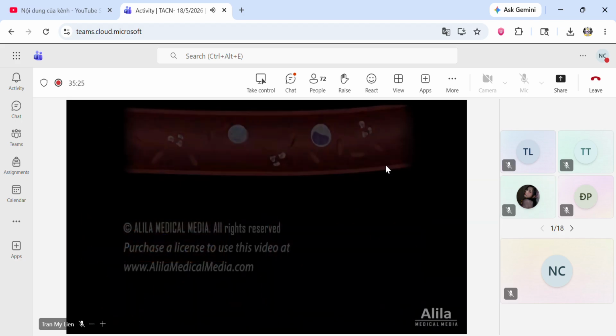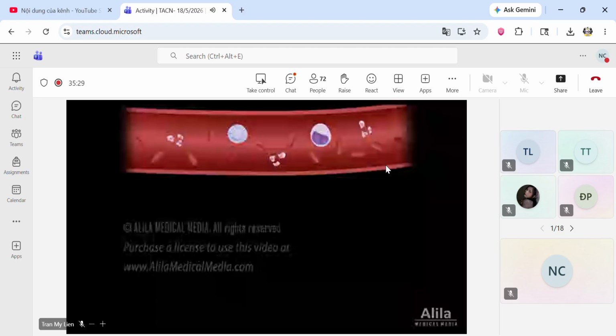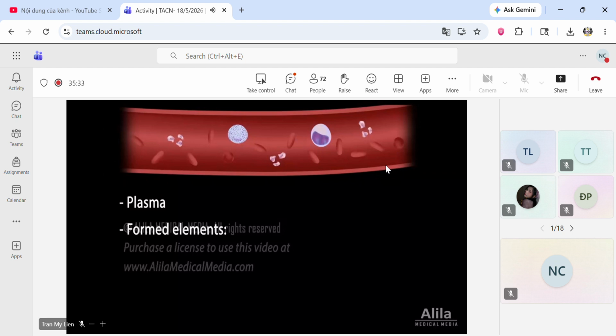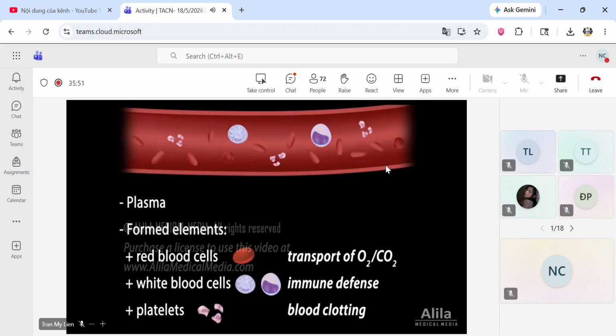The blood has two main components, a clear extracellular fluid called plasma, and the so-called formed elements, which include red blood cells, white blood cells, and platelets. Red blood cells transport oxygen and carbon dioxide. White blood cells participate in various defense mechanisms against invading organisms, while the platelets are responsible for blood clotting, minimizing blood loss during an injury.